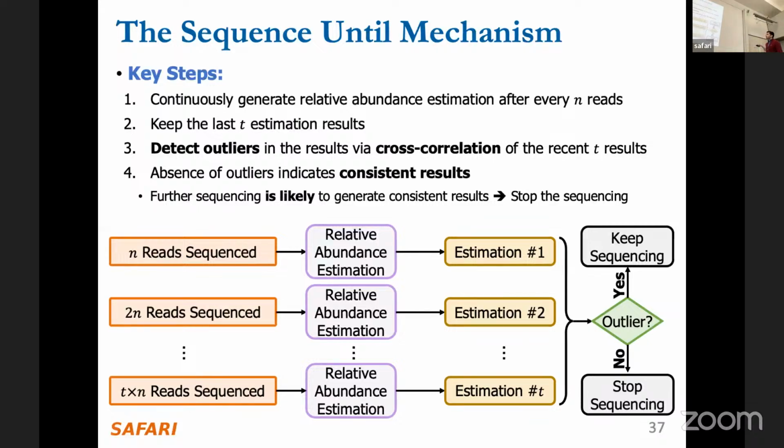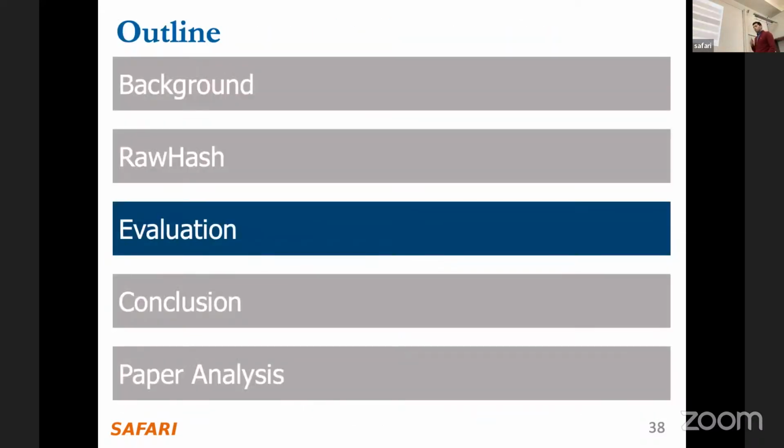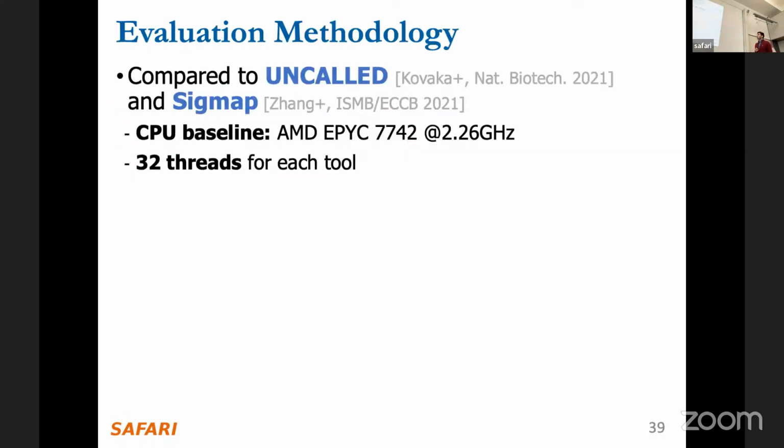But if there's an outlier, meaning we see substantial changes in the estimation, this tells us that further sequencing is useful because it's still changing our estimation substantially. So we want to keep sequencing as long as we see an outlier in our estimation. This provides benefits by dynamically deciding whether to stop the entire sequencing run. So these are basically the two contributions in RawHash, and I'll quickly cover the evaluation part in RawHash.